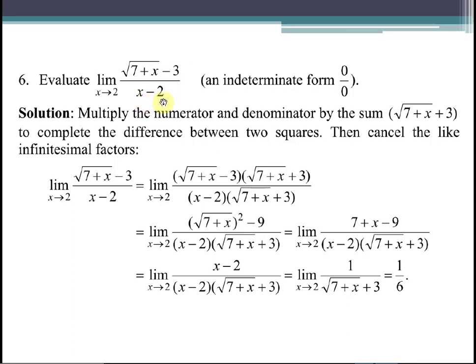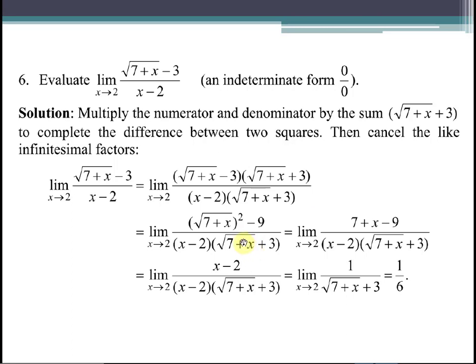And now, here we need to multiply the numerator and denominator by the conjugate of this numerator. So it means this one: square root of 7 plus x plus 3. Why do we need to multiply? To complete the difference between two squares, a squared minus b squared. And then we can cancel the like terms. So here we have the following expression.